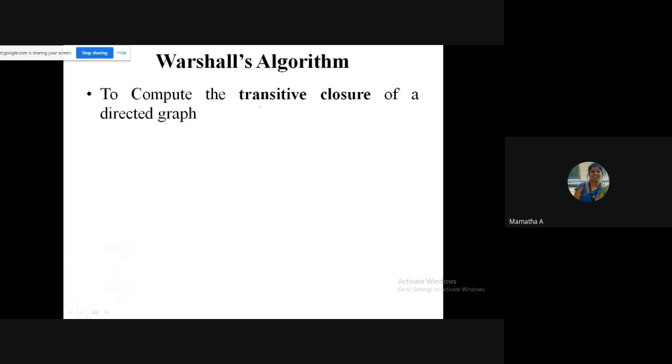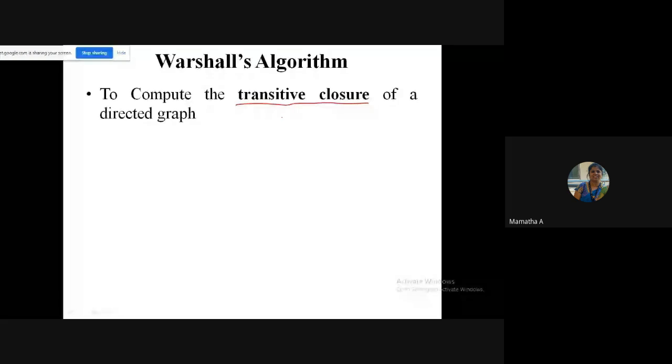Just try to listen, students. It's called transitive closure. What is this transitive closure? Anybody remembers the transitive property in mathematics? What is the transitive property, students? If A equals B and... Does anybody remember the transitive property in mathematics?